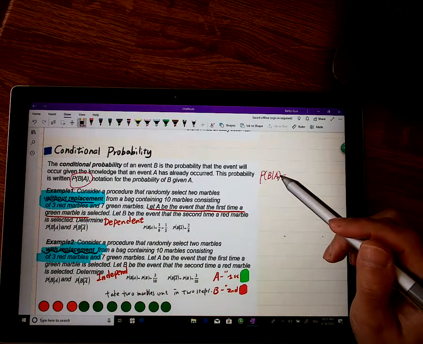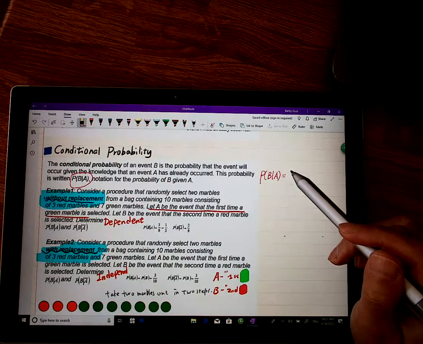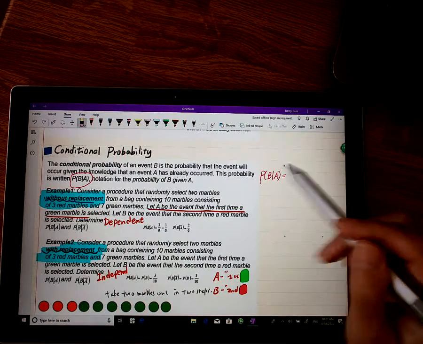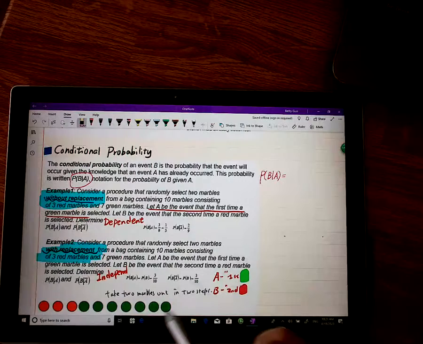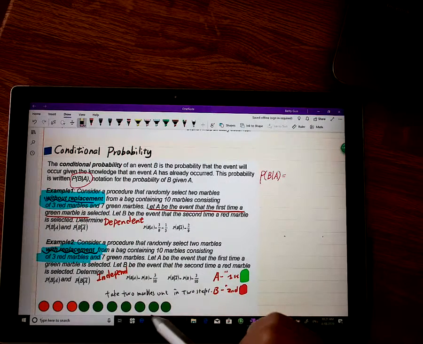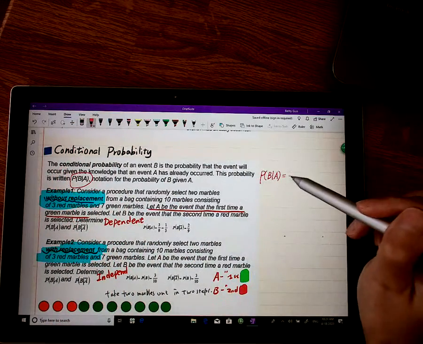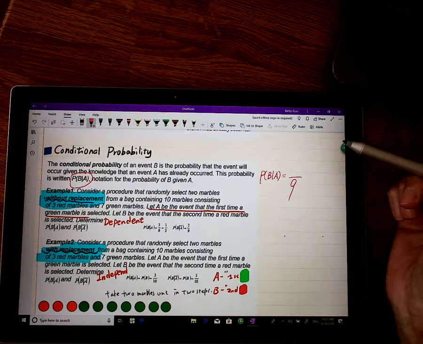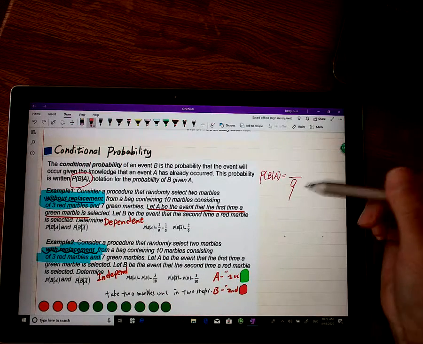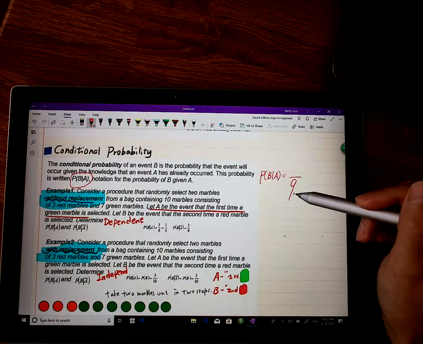So the first time I got a green marble. It has already occurred, right? So before I go ahead to take the second marble, because it is without replacement, how many marbles are in the bag right now? The first time I got a green marble, and I do not put it back, I threw it away. So before I take the second marble, I only have 9 marbles in the bag. Do you agree?